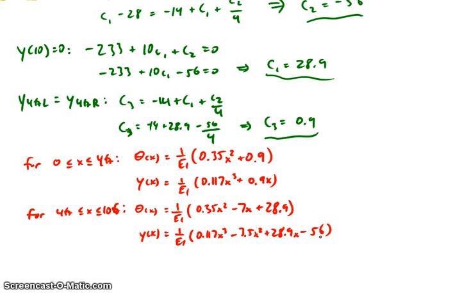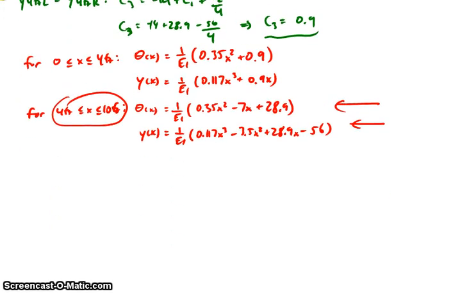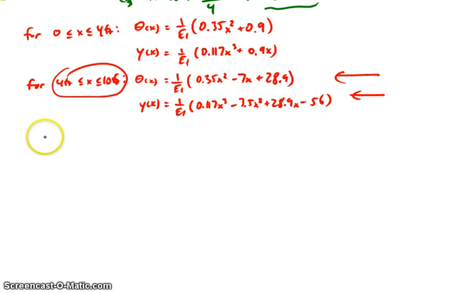Now that we have the finalized equations with no unknown constants, we can plug in values for x and solve for what we're actually looking for. In this case, we're looking for rotation and deflection at 5 feet. Since 5 feet falls within this range, we're going to use these two equations and plug in 5 feet. Rotation at 5 feet is equal to 1 over EI times 0.35 times 5 squared minus 7 times 5 plus 28.9.